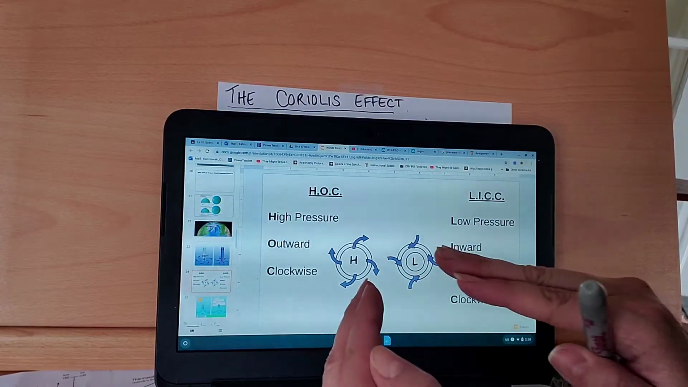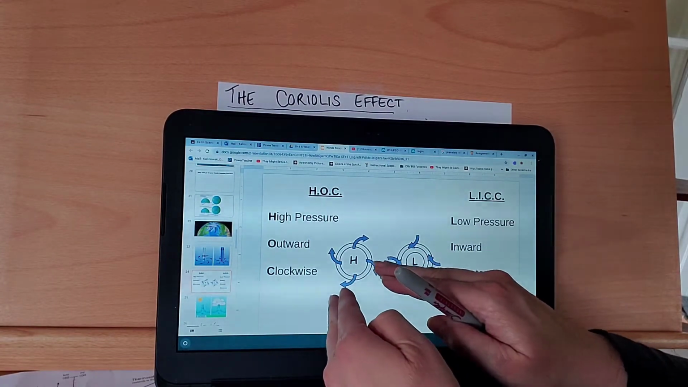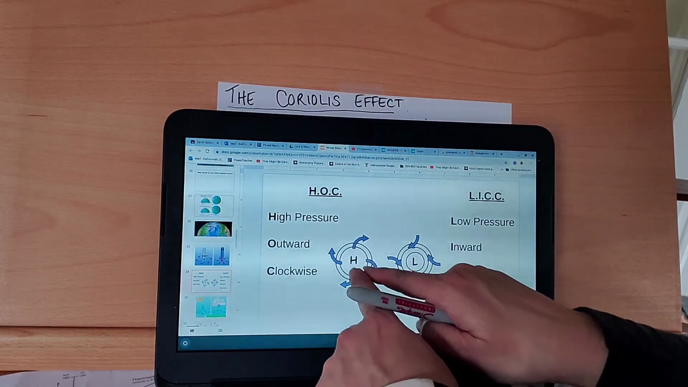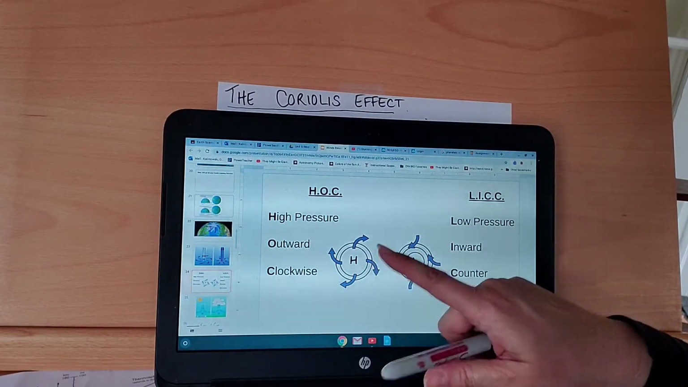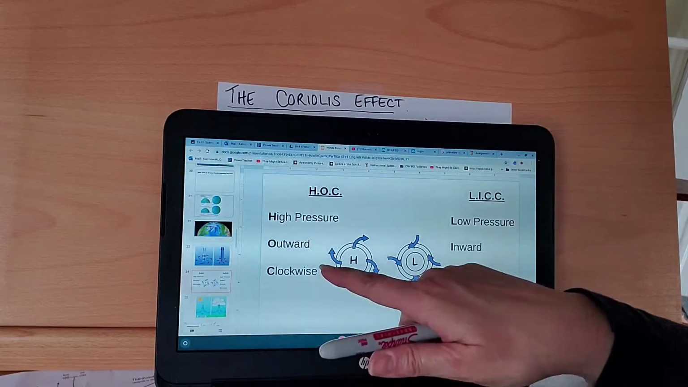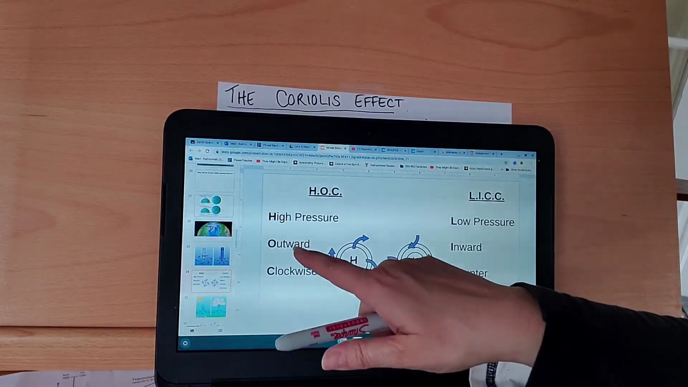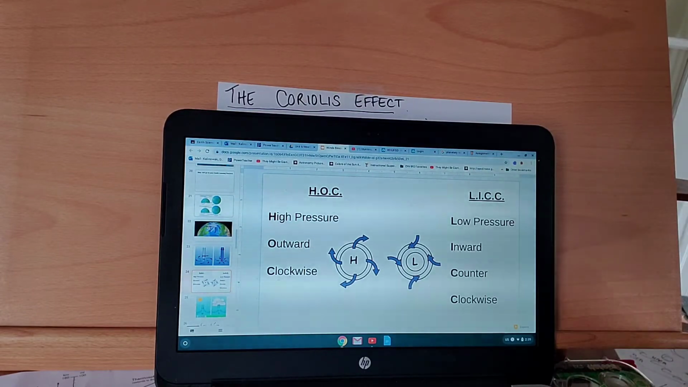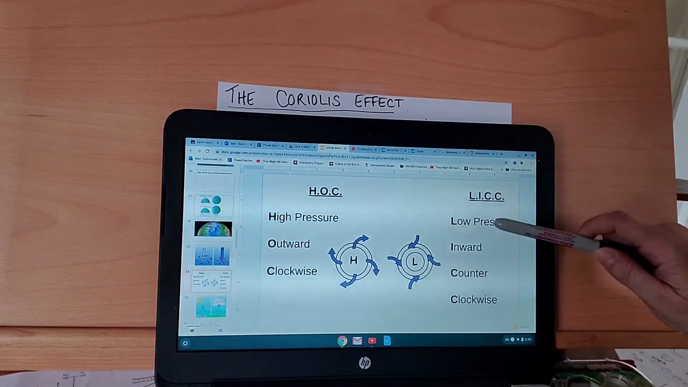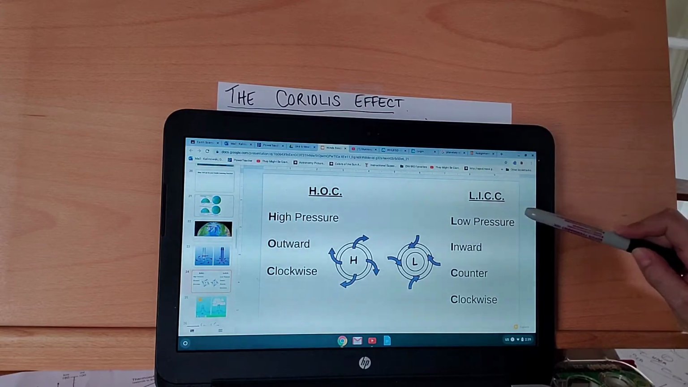So this is an aerial view looking down on where this air is hitting the Earth's surface. When it hits Earth's surface, it has no place to go but outward, and it spins clockwise in the northern hemisphere. High, outward, clockwise. Hock. Say it 85 times. When you're done with that, lick. Two C's, lick.